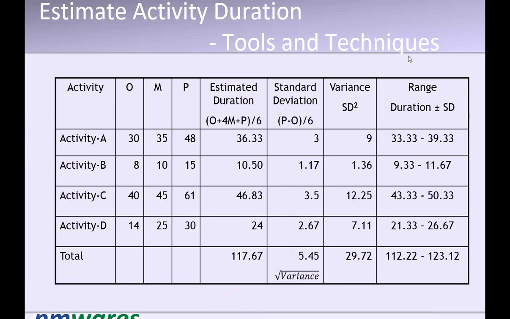Okay, what is the question? The question is that finally our objective is to calculate the range, deviation plus minus, right? Correct. So for calculating the range, all we need is the estimated duration and the standard deviation. So why are we calculating variance? You cannot add them actually. Standard deviation cannot be added.